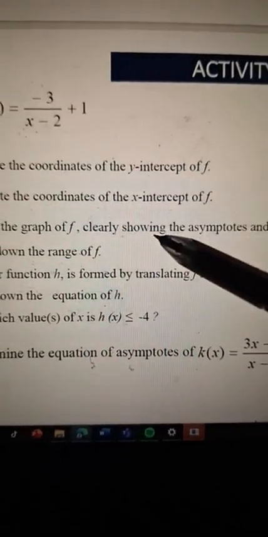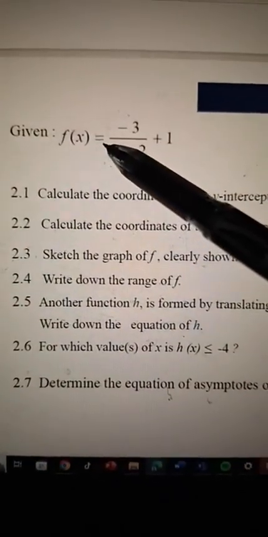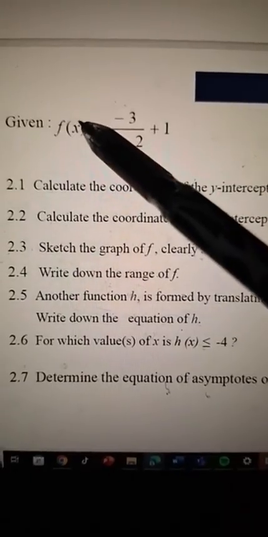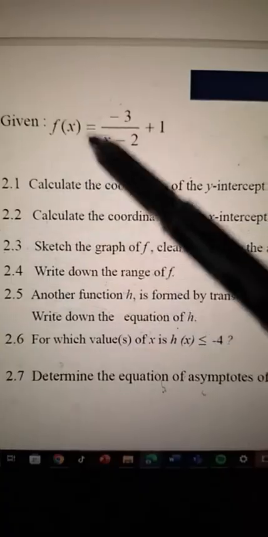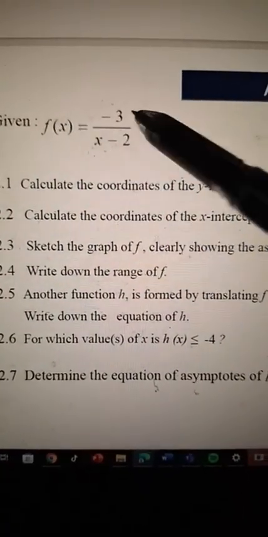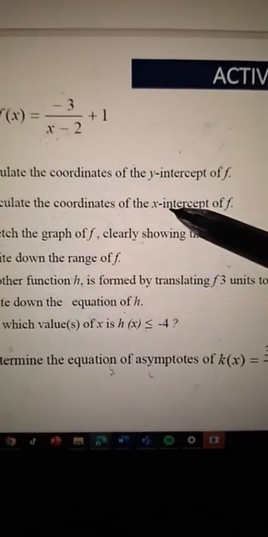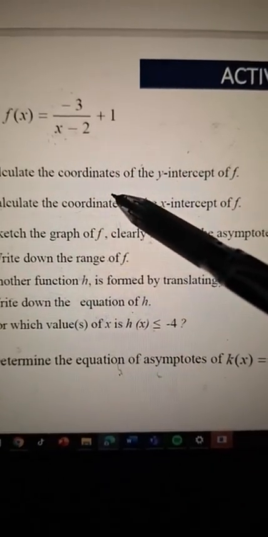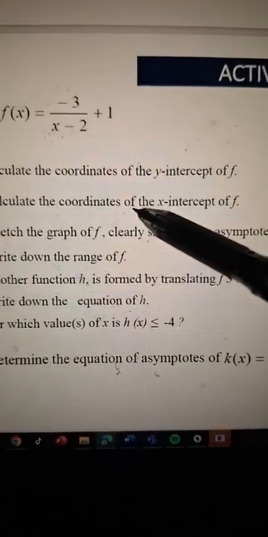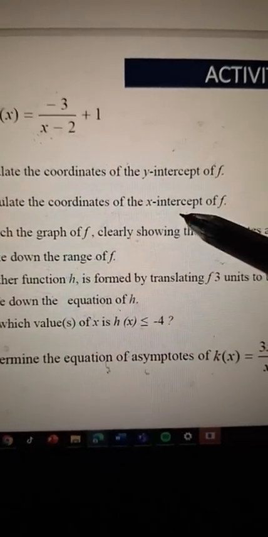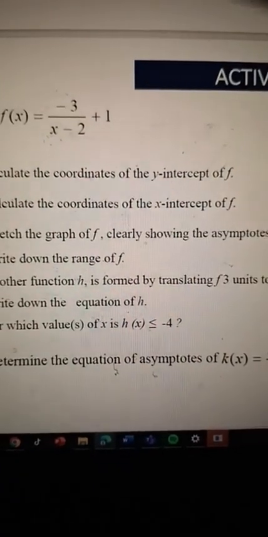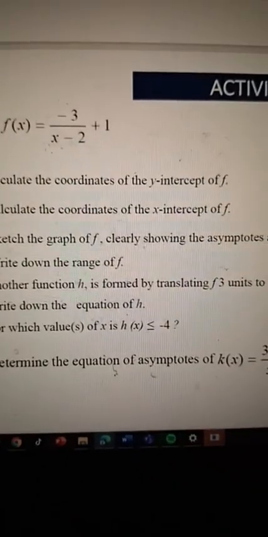Then substitute that into the function. Remember, f of x in its entirety means y. So in the place of f of x, we replace f of x with 0. Then we solve for x. After getting the value of x, because they want the coordinates, we are going to have to write the coordinates of the x-intercept, not merely the value of x when we let y be equal to 0. So let's go ahead and do that.